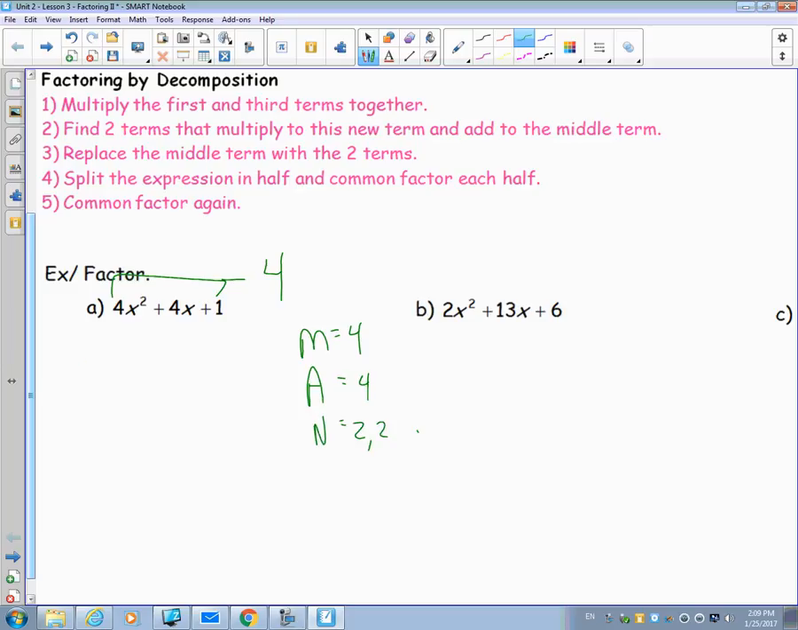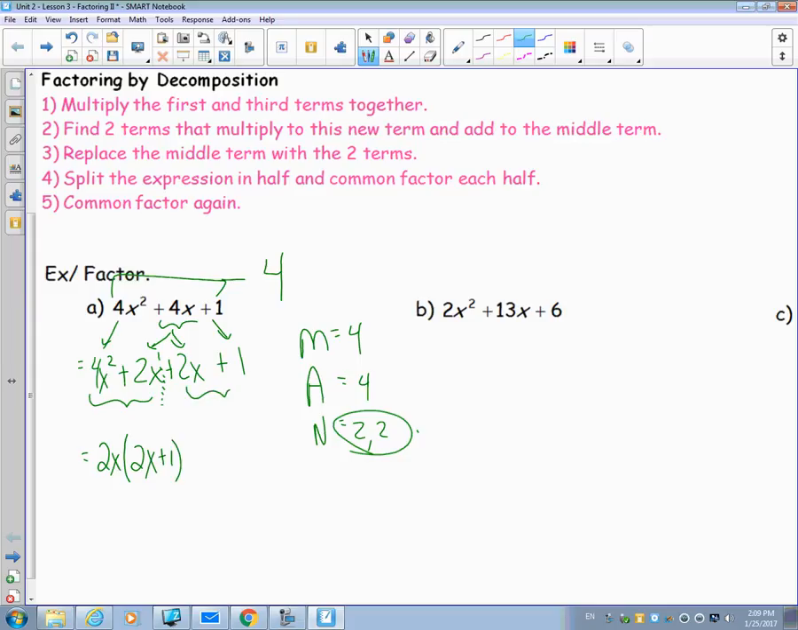Okay, so step 3 says replace the middle term with the two terms. So our 4x squared is going to stay 4x squared. The middle term was 4x, but I'm going to replace it with my two new 2's. So 2x and a 2x. And my last term stays the same. So I've taken 4 and I've split it into two parts based on what these two numbers are. I can then use my idea of grouping, factoring by grouping. So we're going to split it in half, and we're going to common factor this half, 2x. And that was 2x plus 1.